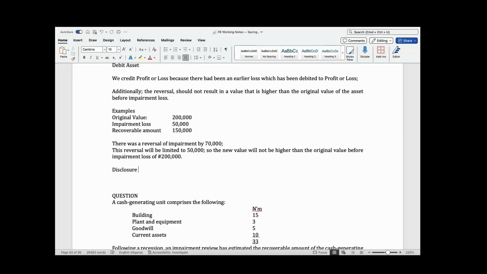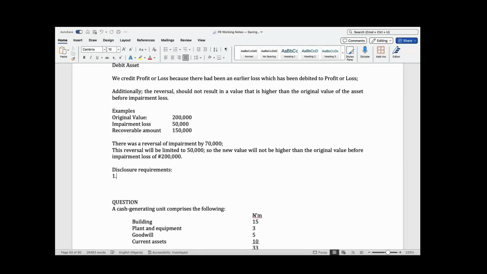So, disclosure requirements for impairment loss. The disclosure requirement is so easy to pick out because every standard has disclosures. And what disclosure means for every standard is that there are certain breakdowns you need to give us in the notes. Okay, that's disclosures breakdown.